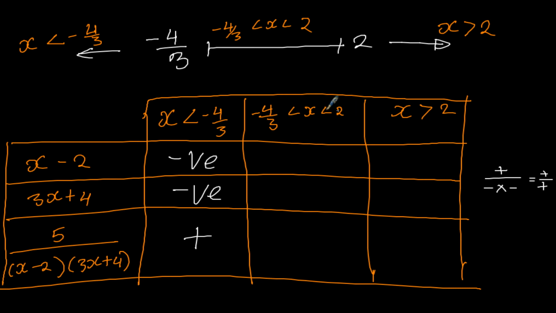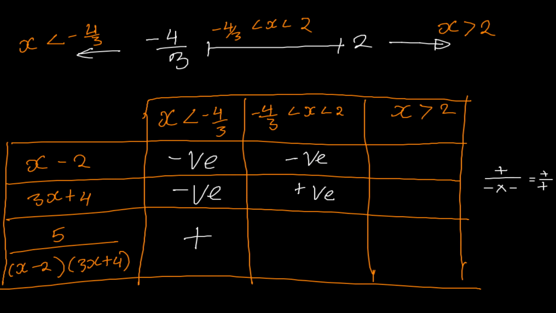Then we go to the values in between negative 4 over 3 and 2. For the values in between, we can use 1, we can use 0, we can use any other values, even fractions or decimals between this and that. So let me use 0. If I put a 0 here, 0 minus 2, I get a negative. And then 0 times 3 plus 4, I get a positive.